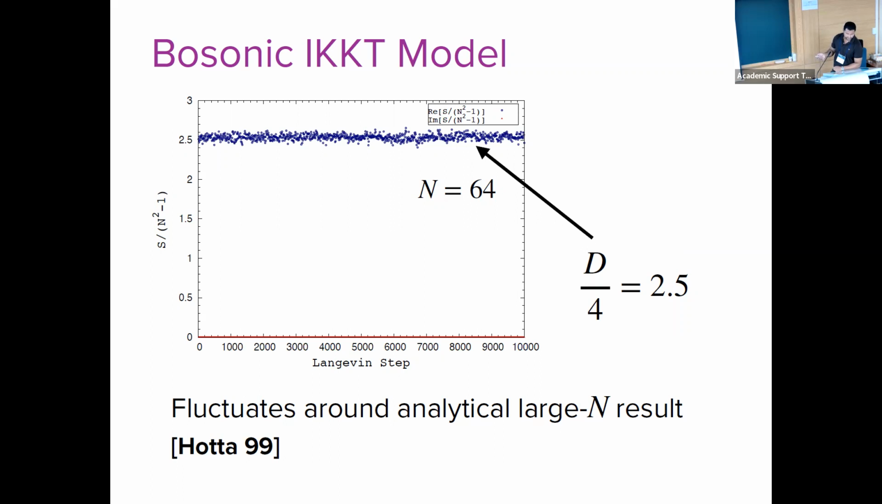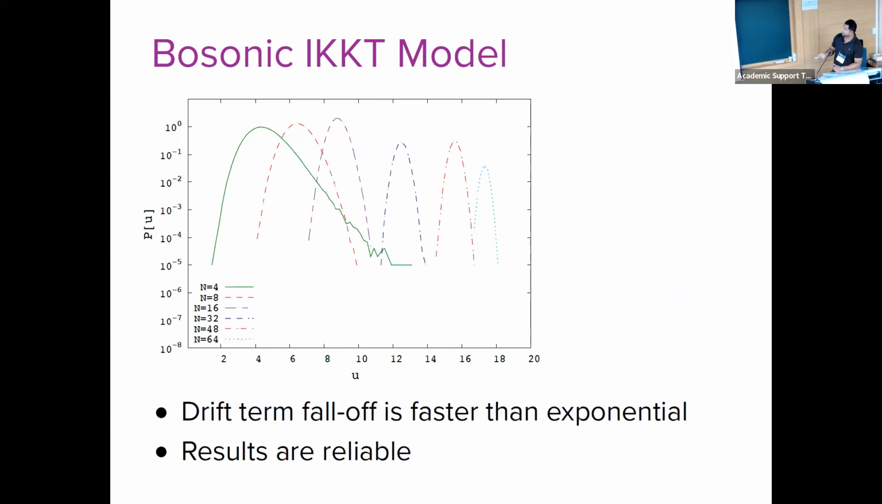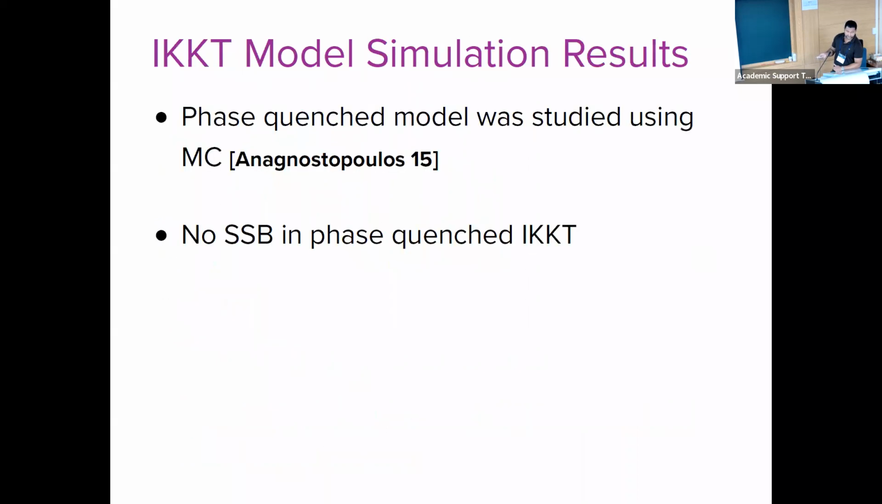From the 1/d expansion, the analytical value is 2.5. In our complex Langevin simulations, we can see that the real part is fluctuating around 2.5. This is n equal to 64, and the imaginary part is 0 because the action is real. We looked at the fall-off of the drift, and they are all falling off faster than exponential, which is a good sign. So simulations are reliable. Now let's go to the APCTP model simulation results.